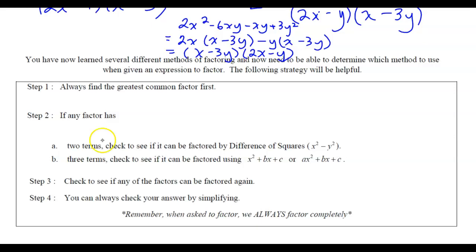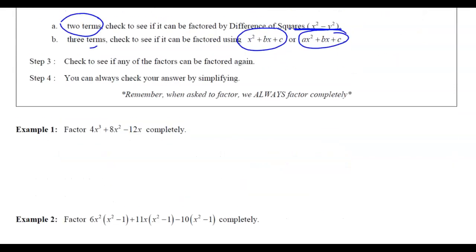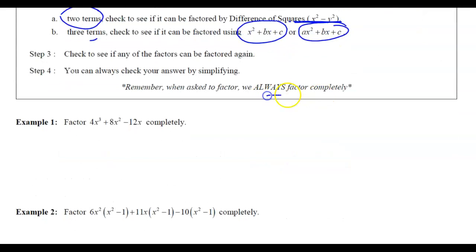Then if it's two terms, remember we learned that on Thursday, see if it's a difference of squares. If it's three terms, see if it's in this form, right? And that really covers the fact that maybe you have x's and y's in it, or higher degree. And then always look at your factors to see if you can factor again. Okay, and that's why we say factor completely. So we're not always going to remind you to factor completely. When you're asked to factor, it means factor completely, right?